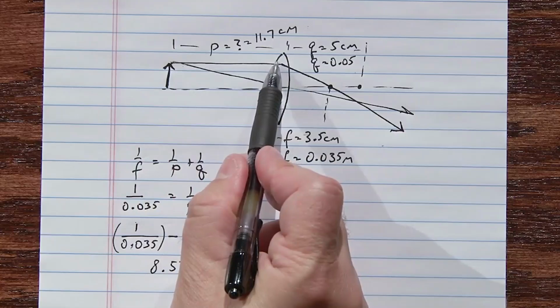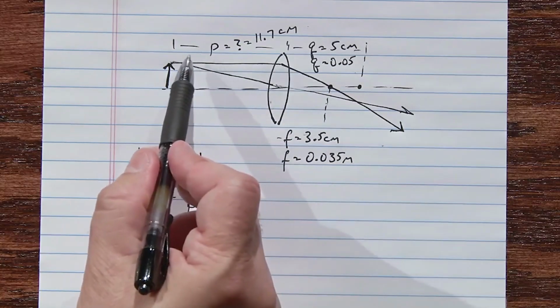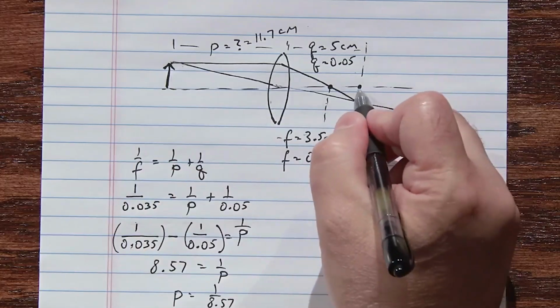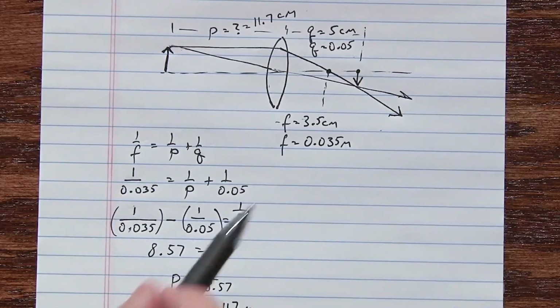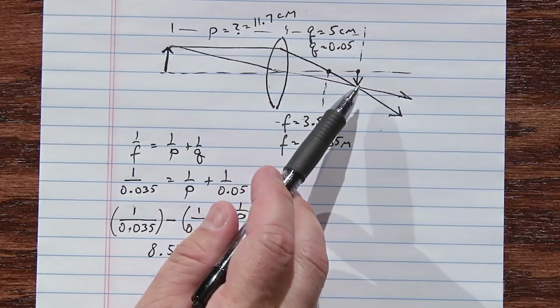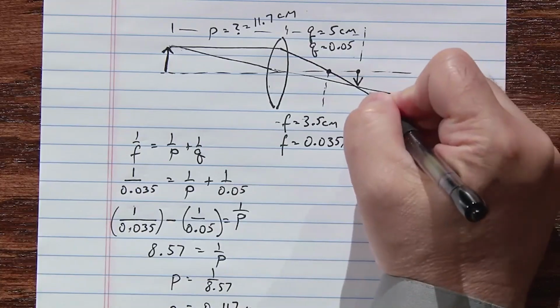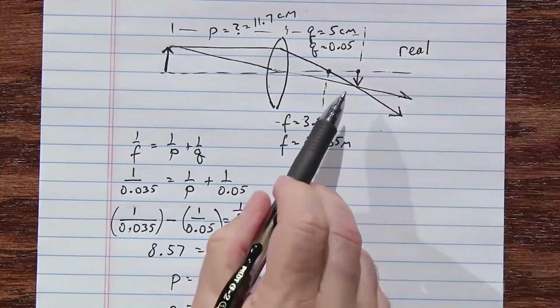So ray 1 is parallel to the axis and then goes through the focal point. Ray 2 goes straight through. And you can see that they do indeed meet right about where we expected them to. So these two light rays meet up together with all of the other light rays at this real image. So the light rays really meet, so we have a real image.